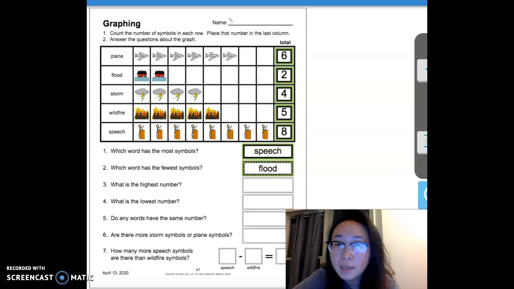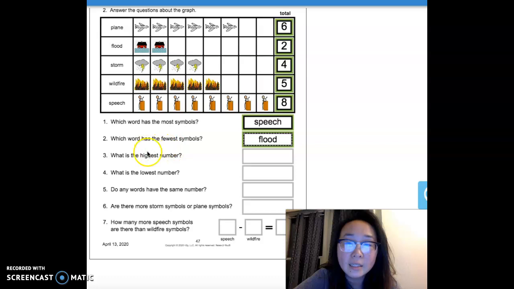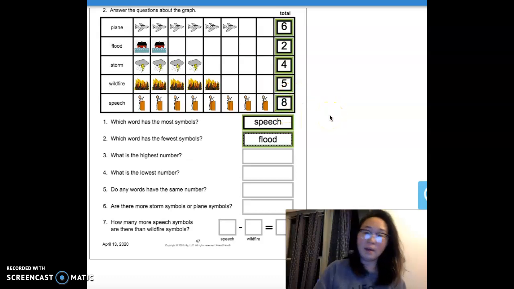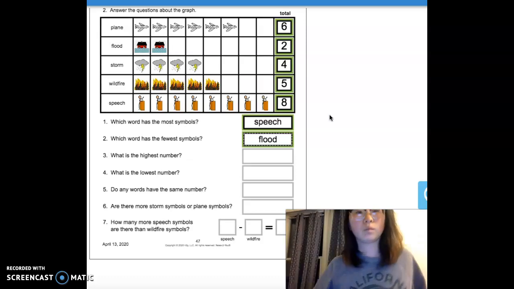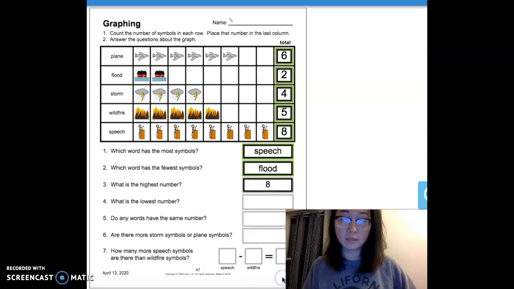Let me scroll up the page a little bit. Okay. Oh, actually, let's go a little bit down. Okay. So this one says, number 3, what is the highest number? So which number is the highest here? 6, 2, 4, 5, 8. I'll give you a moment to think about that. The highest number is 8. So we're going to find 8. All right. What is the lowest number?